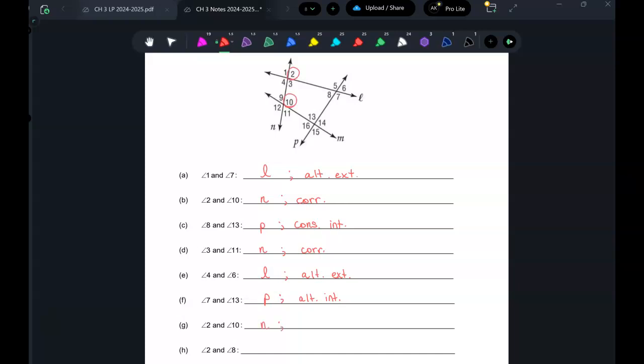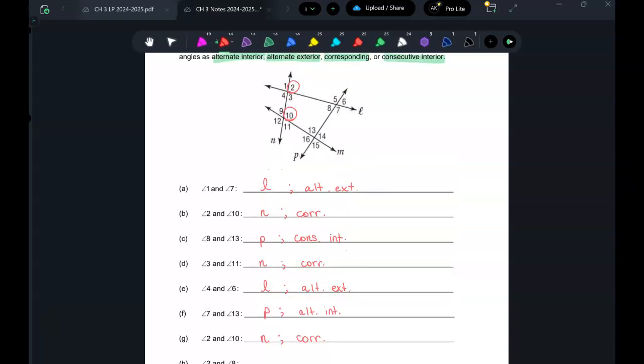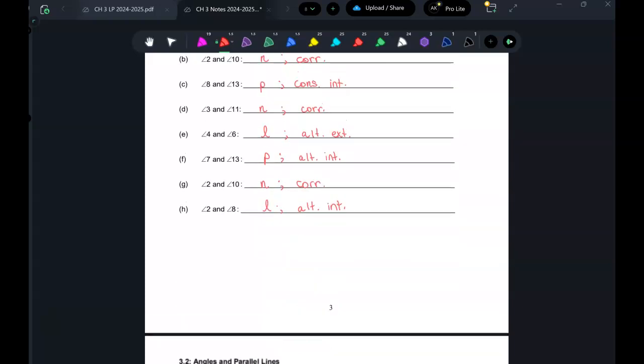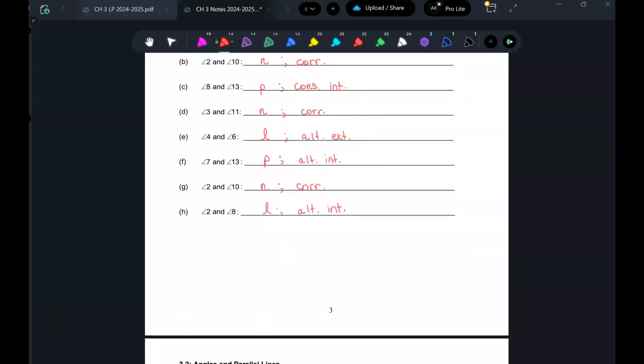Okay, 2 and 10. N. Corresponding. Good. And the last one on here, 2 and 8. The transversal is L. And yes, alternate interior. Pretty easy lesson, right?